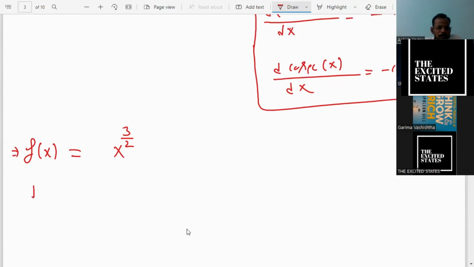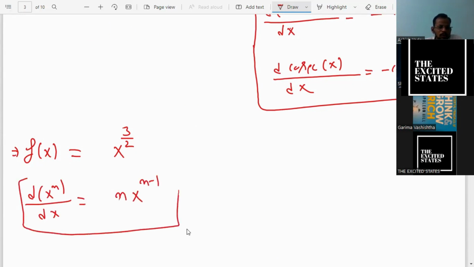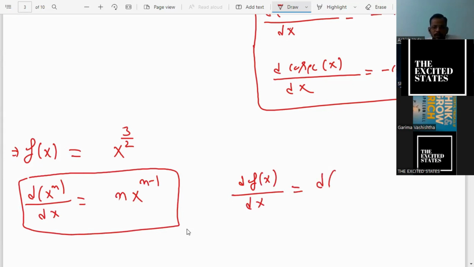So we know that derivative of x raised to the power n with respect to x is simply n x raised to the power n minus 1. Can you use this formula and tell me the derivative of f of x, that means the derivative of x raised to the power 3 over 2 with respect to x? I am giving you 1 minute, or you can take 2 minutes. You just need to apply this formula.